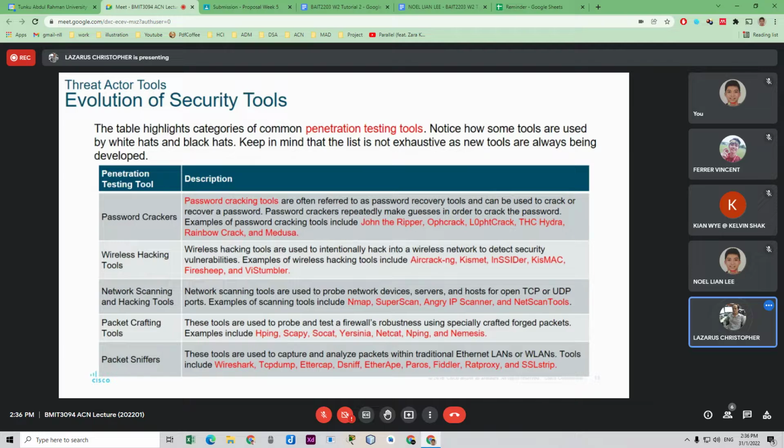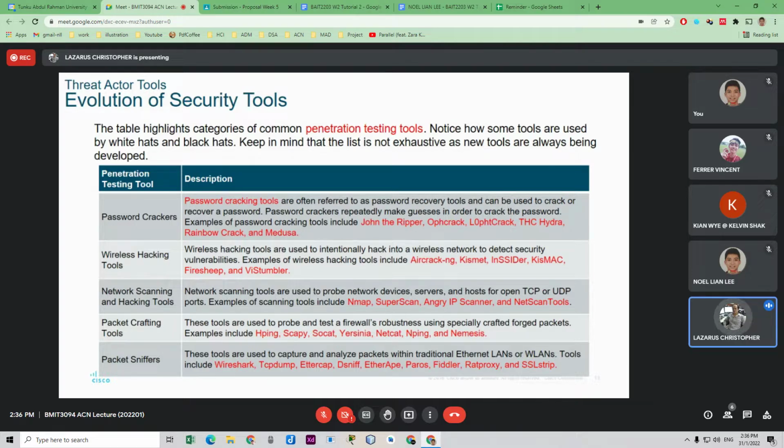Okay. Then we have wireless hacking tools: Aircrack-ng, Kismet, inSSIDer, Kismac, Fireship, Wistumbler. These are just some of the tools available, right? So if you want to test whether your Wi-Fi access point is vulnerable, you use these. Some of them are not just for Wi-Fi; they can also attack Bluetooth, to gain access to your phone.